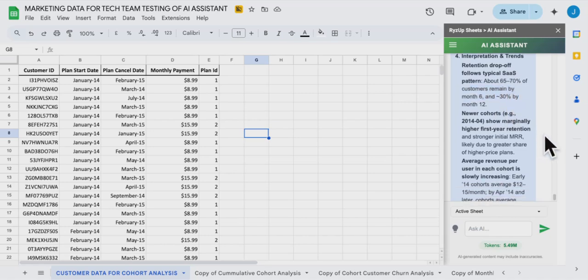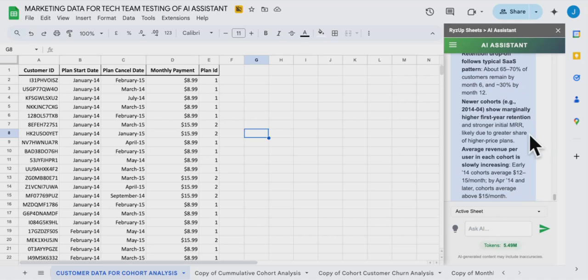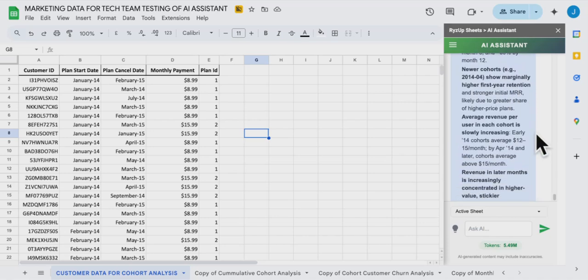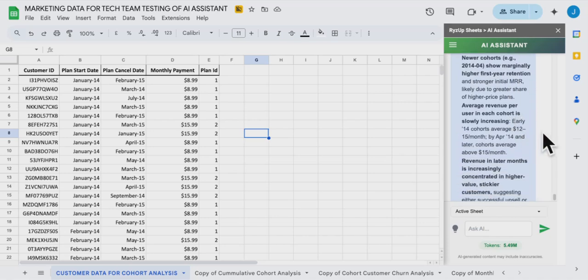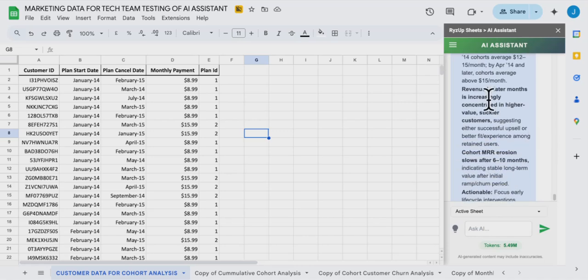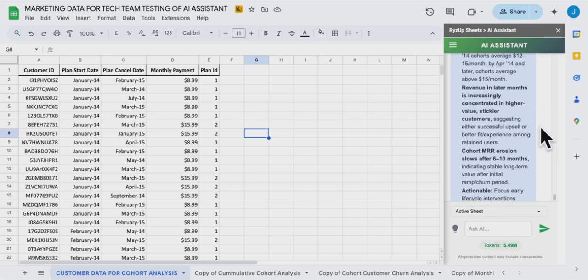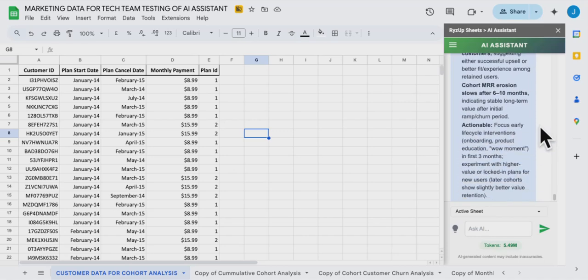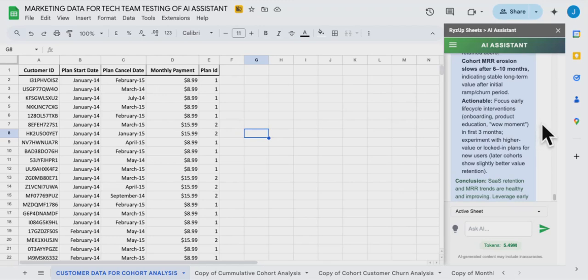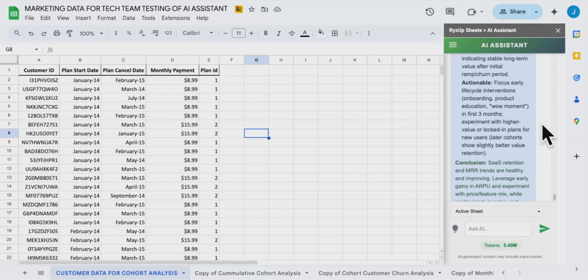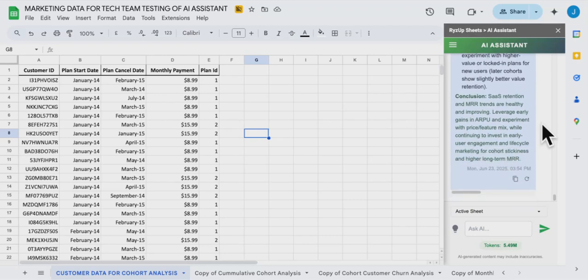It talks about there are newer cohorts coming up in the fourth month. Average revenue per user in each cohort is slowly increasing, which is a good thing. Revenue in later months is increasingly concentrated in higher value or stickier customers. And then it talks about some actionable insights, focus early life cycle interventions, onboarding, etc. Conclusion: SaaS retention and MRR trends are healthy and improving. Leverage early gains in ARPU and experiment with price mix, etc.